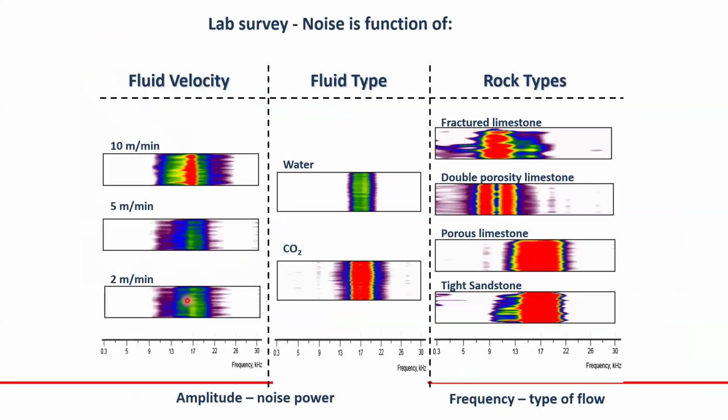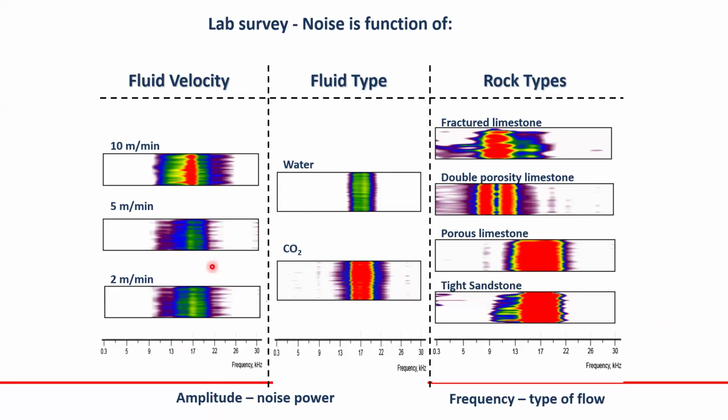Okay, this is fluid velocity. This is how they model the noise profile. So this is just the fluid velocity. If it's something like this, it will be 10 meters per minute. Okay, 5 meters per minute and 2 meters per minute.